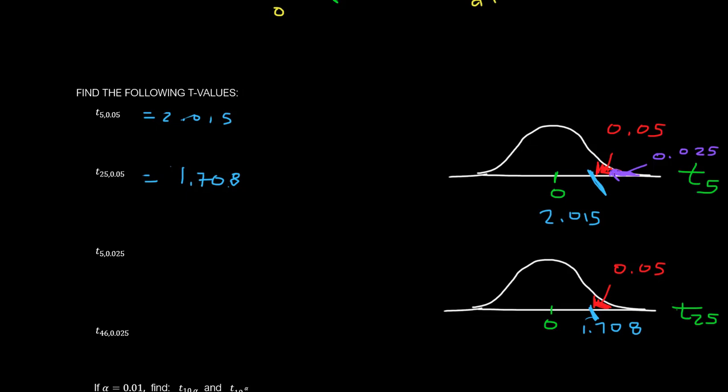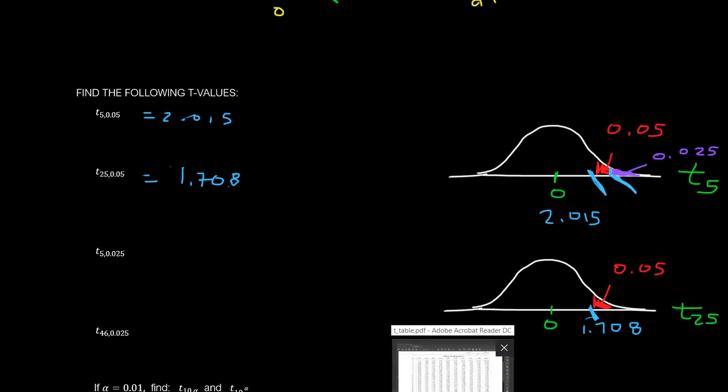And hopefully you can kind of see that because it's a smaller area, it's actually going to have a tick mark that is further to the right on this axis, yeah? So just something to anticipate is our answer when we go to the t-table is going to be a little bit larger than 2.015. Let's take a look at the t-table.